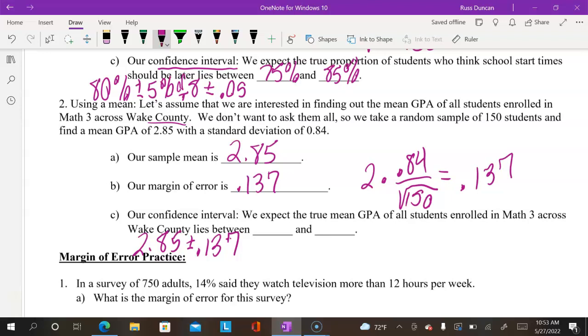So we're saying that people could be 0.137 below 2.85. So we do 2.85 minus 0.137. So 2.713 and 0.137 above. So 2.85 plus 0.137. I get 2.987. We feel like we can expect students enrolled in Math 3 to be somewhere between these GPAs.